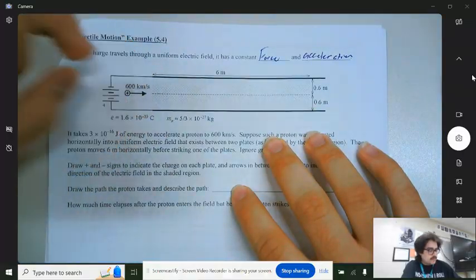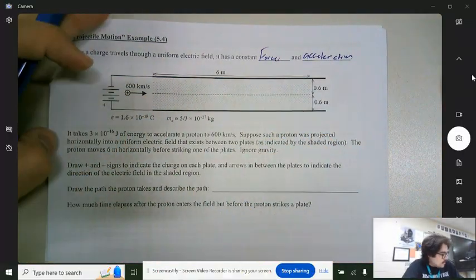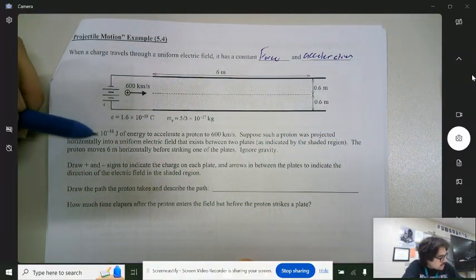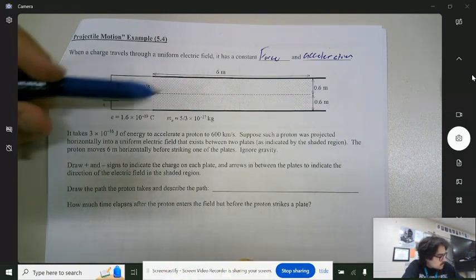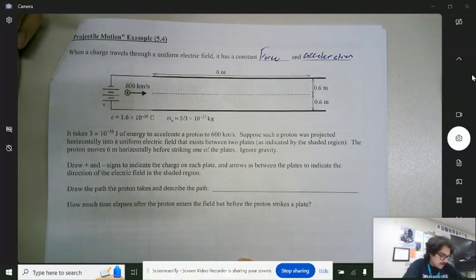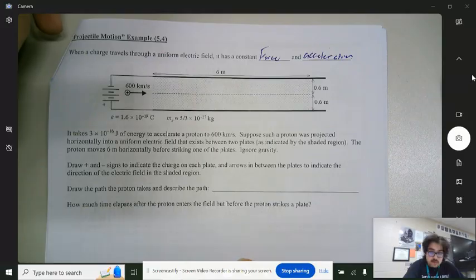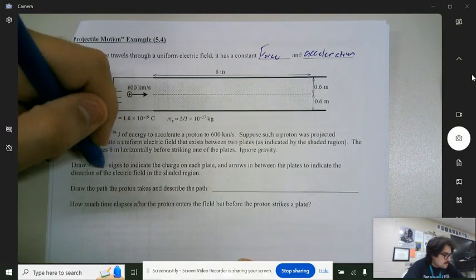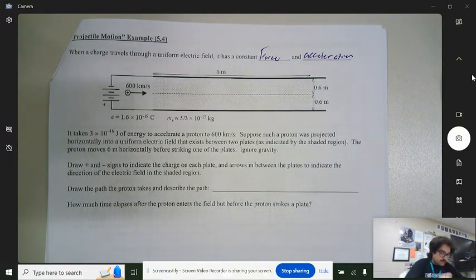Okay? So if we have a particle that's entering a uniform electric field, these are like two plates, right? So, I guess I should read the problem first. It takes 3 × 10⁻¹⁶ joules of energy to accelerate a proton to 600 kilometers per second. Suppose such a proton was projected horizontally into a uniform electric field that exists between two plates as indicated by the shaded region. The proton moves 6 meters horizontally before striking one of the plates. Ignore gravity. Draw plus and minus signs to indicate the charge on each plate and arrows in between to indicate the direction of the electric field in the shaded region.